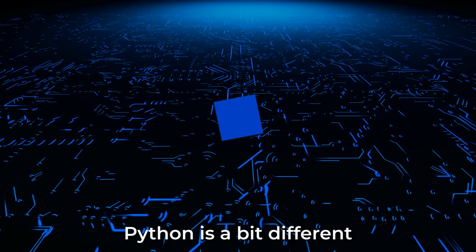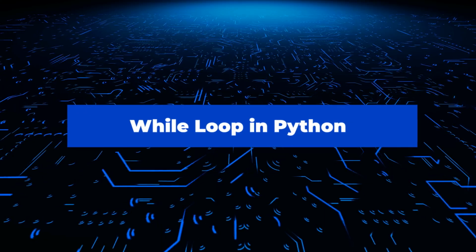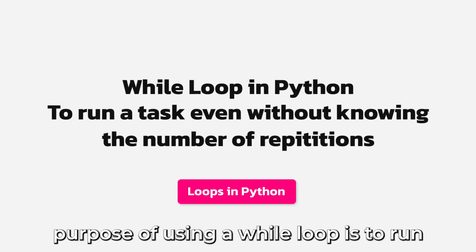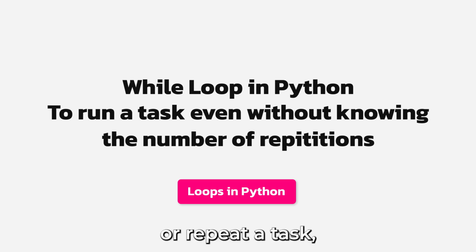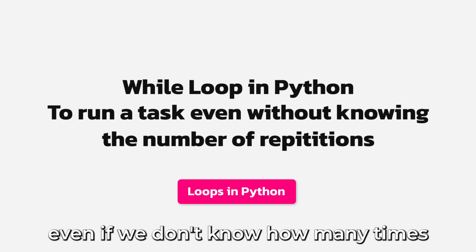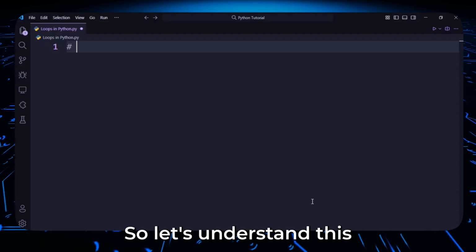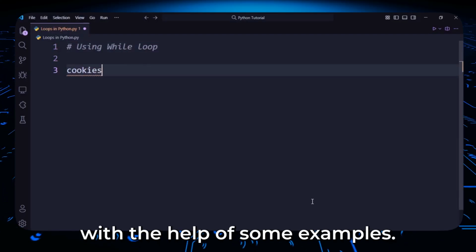Now, while loops in Python are a bit different. The main purpose of using a while loop is to run or repeat a task even if we don't know how many times it should repeat. Let's understand this with the help of certain examples.